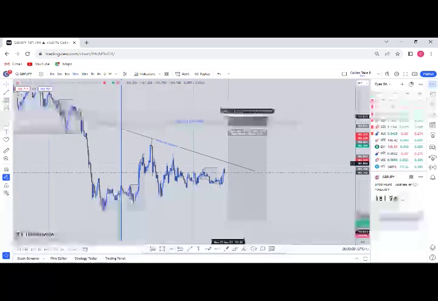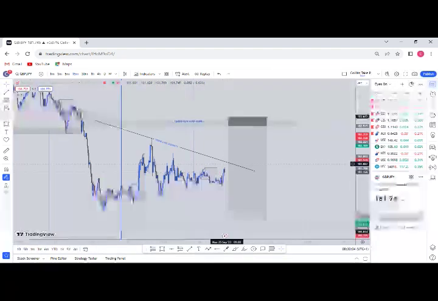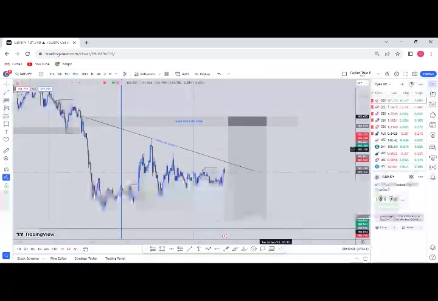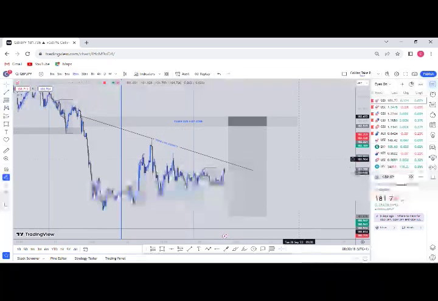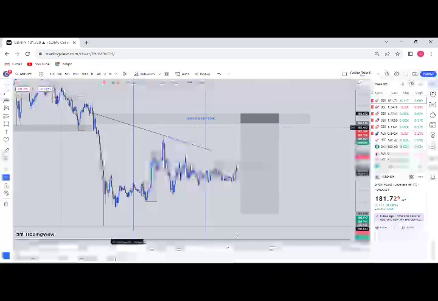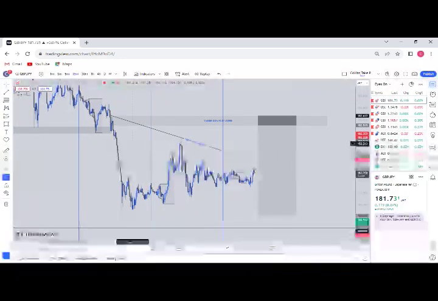If price can grab the liquidity above this trend line and mitigate this other block before the opening of New York session, we can take advantage of this trade. Here we are trading the flip. We are trading a flip zone actually.